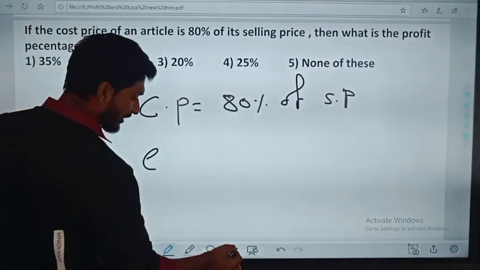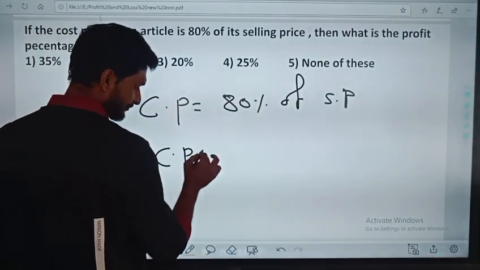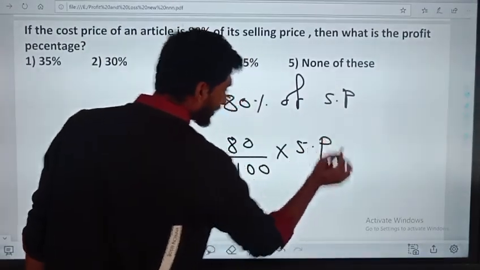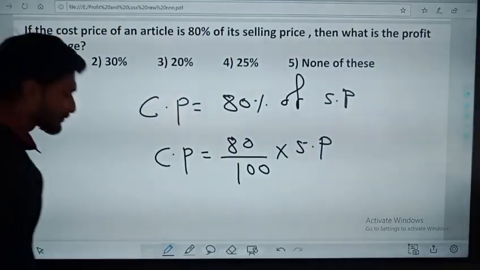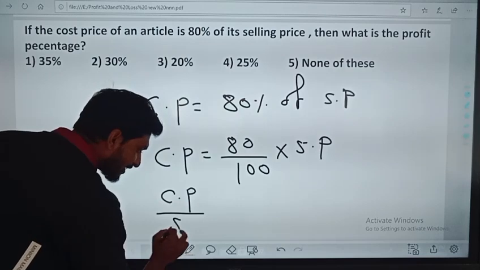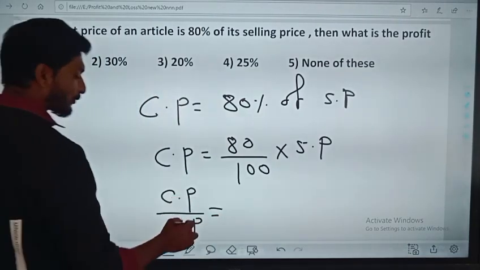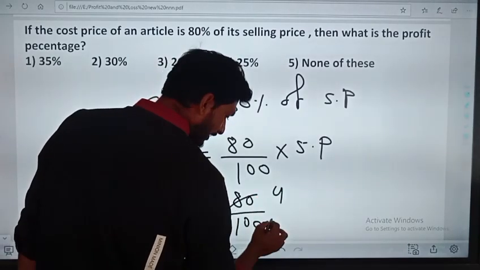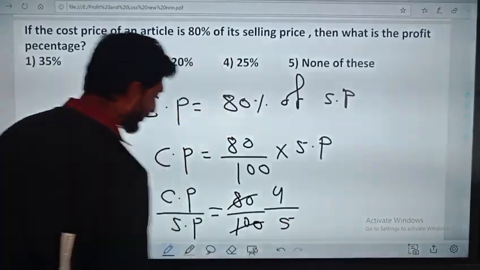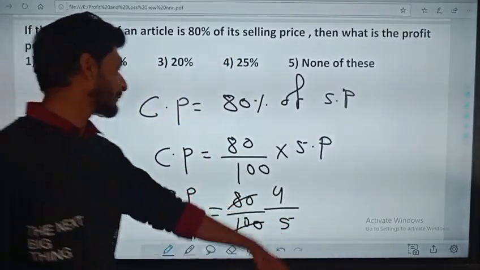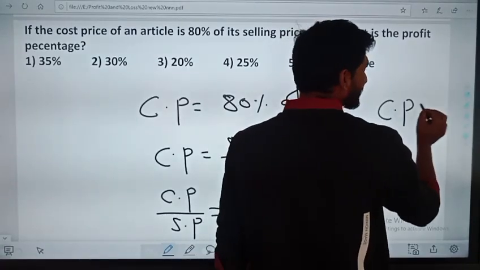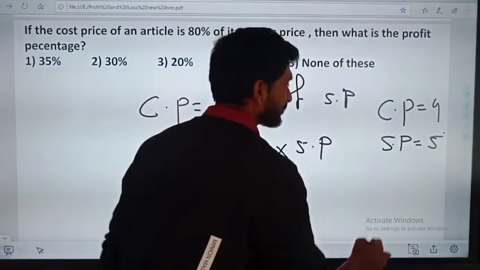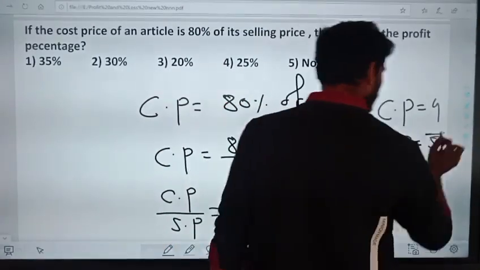Now here we find the value. CP is equal to 80%, which we write as 80 upon 100 of SP. Now we get the ratio of CP upon SP, that is cost price upon selling price, equal to 80 upon 100. That is 20 fours are 80, 20 fives are 100. Now here we directly take the cost price as 4 and selling price SP as 5.